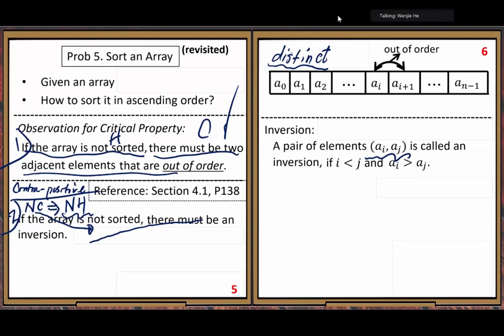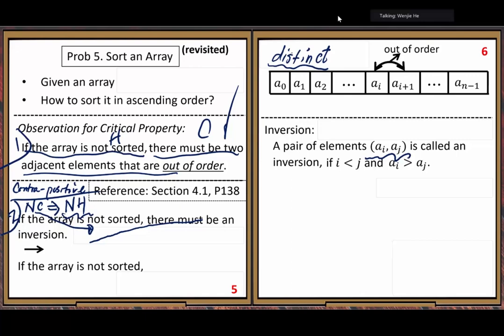There must be an inversion. That's the conclusion. Now we need to negate it. That means we need to write a sentence to mean that this conclusion is wrong. There must be one inversion is wrong. So what sentence means this is wrong? No inversion, right?